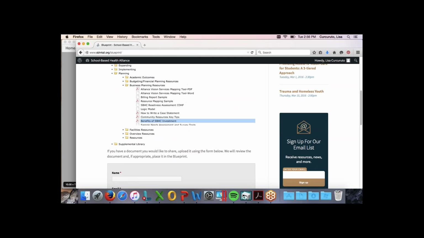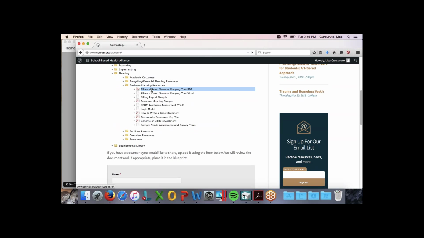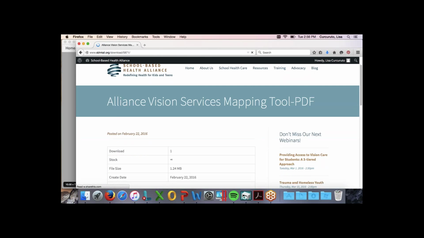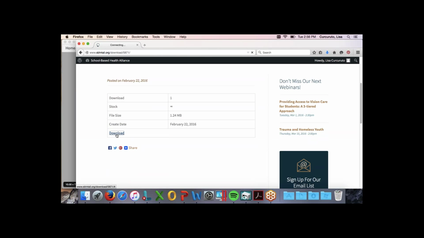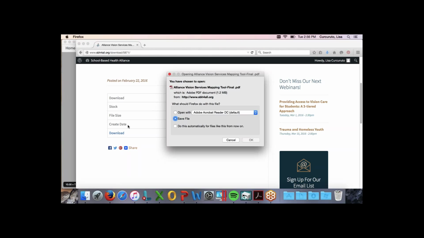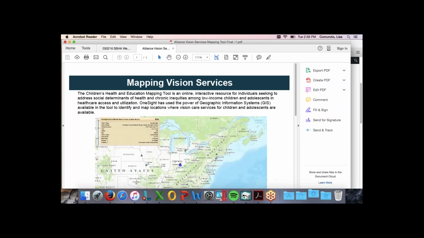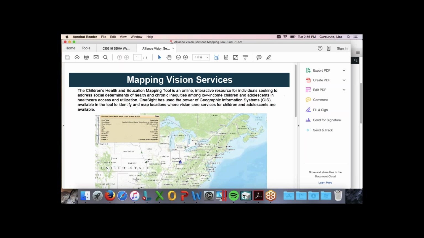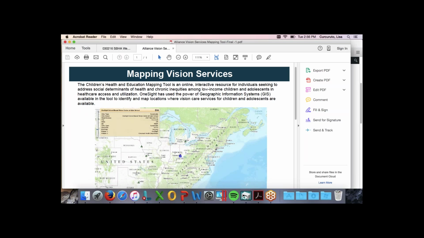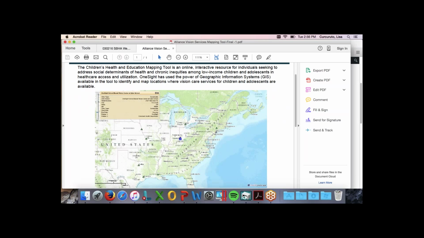But we've got the Alliance Vision Services mapping tool. So that mapping tool that I had told you about, we have created a document to help you get the best resources around vision care that you can. You'll see that there's mapping vision services. Right now, when you go into the mapping tool, it is not public to look at all the vision resources. We are working with School-Based Health Alliance to get vision resources up on that map.